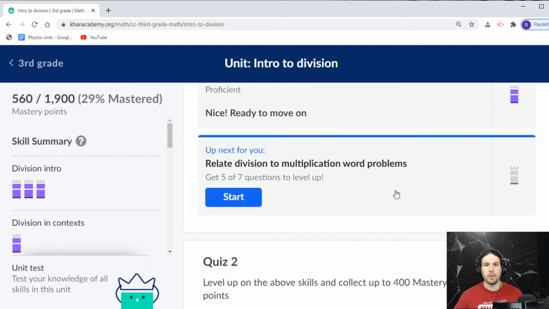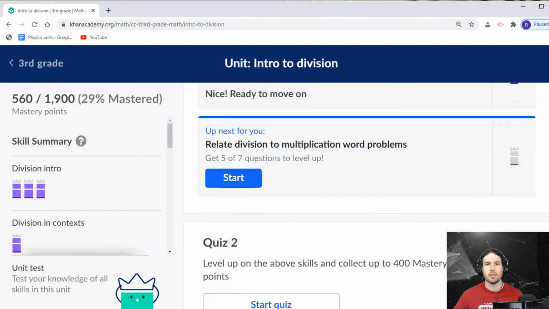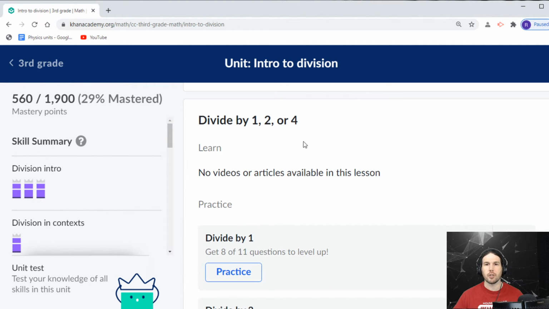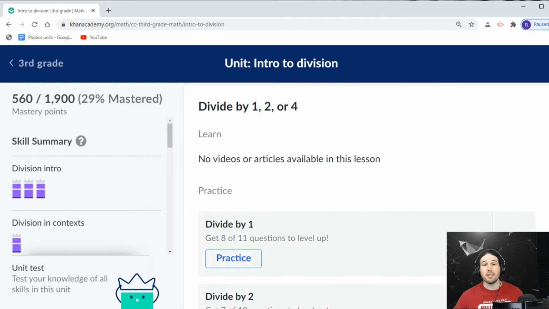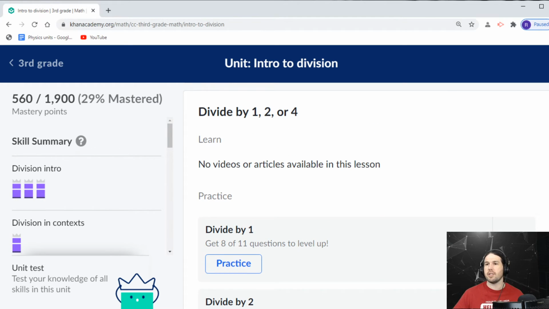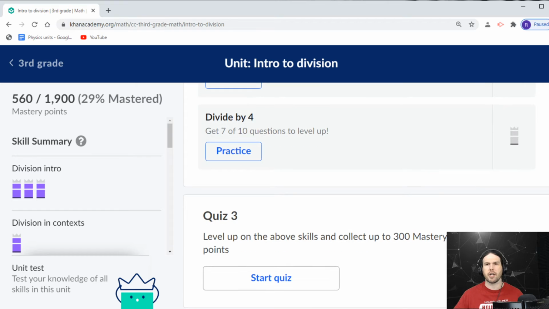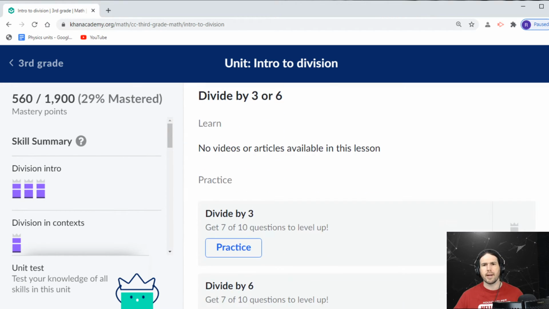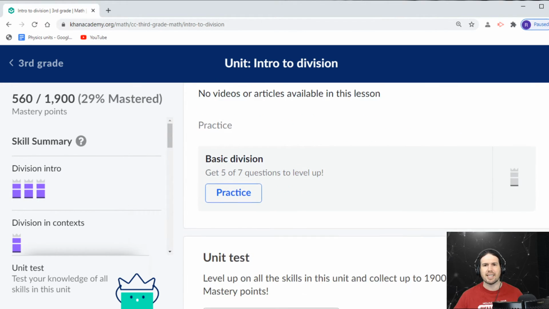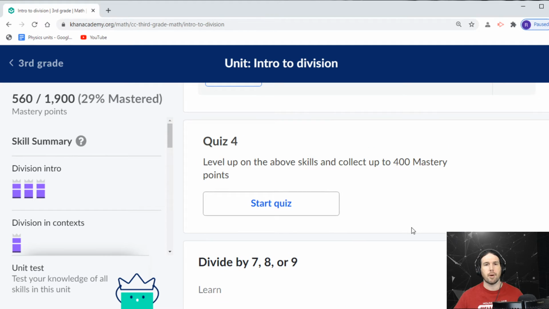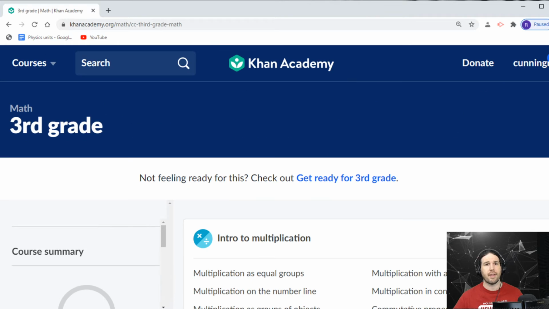We will do relate division to multiplication word problems first thing next week. Then we will do quiz 2. Then we will finish up these one-digit dividing problems, which are going to go super quick. So we're going to get through intro to division easily next time and probably get even further than that.